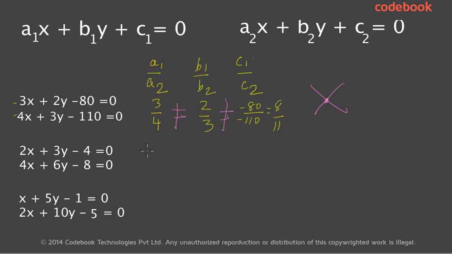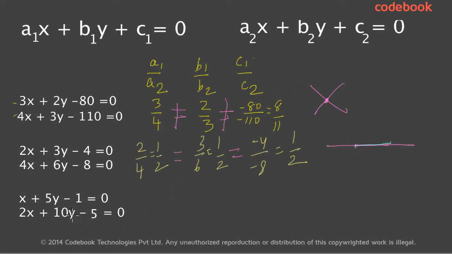So a1 by a2 here is 2 by 4, which is nothing but 1 by 2. b1 by b2 is 3 by 6, which is nothing but 1 by 2. And c1 by c2 is minus 4 by minus 8, which is nothing but 1 by 2. So in this case, you observe that a1 by a2 is equal to b1 by b2 is equal to c1 by c2. These are the lines where you will have infinite solutions because these two lines overlap each other.